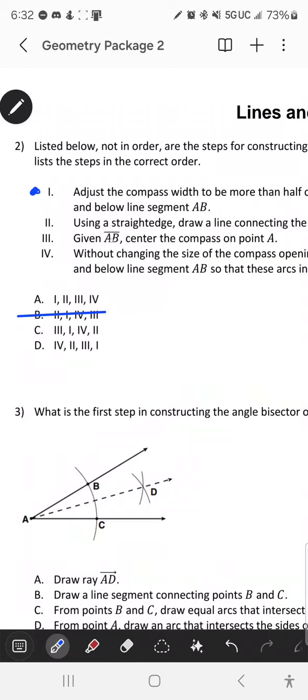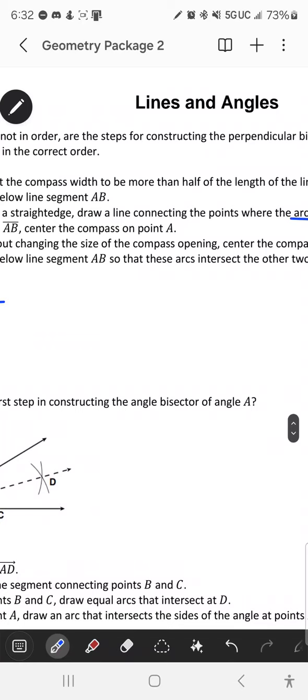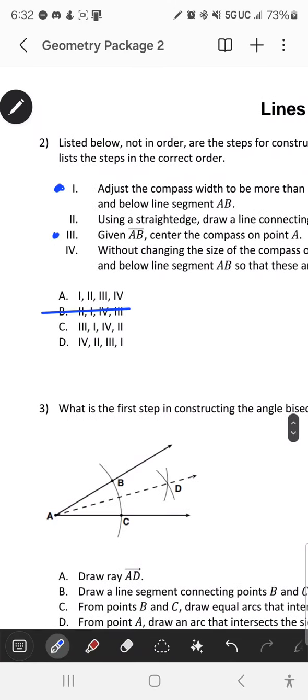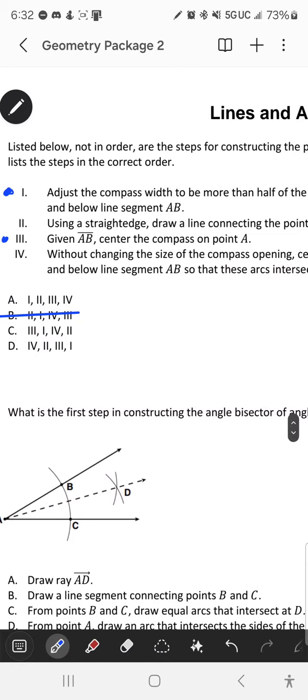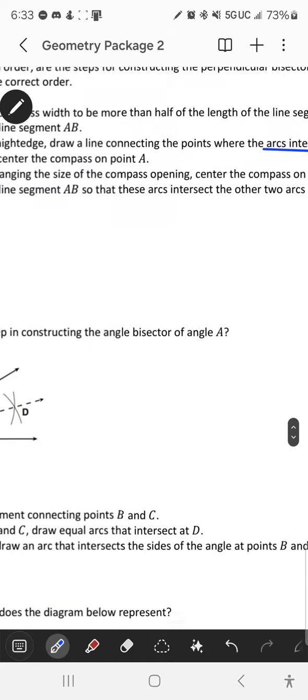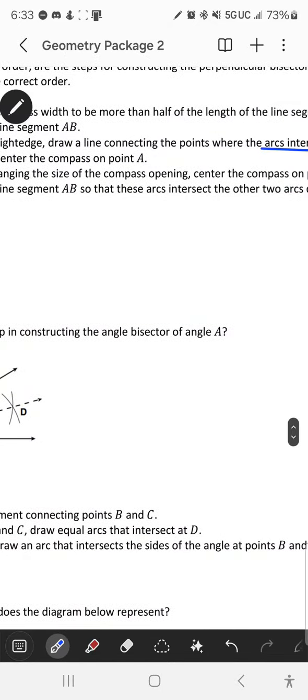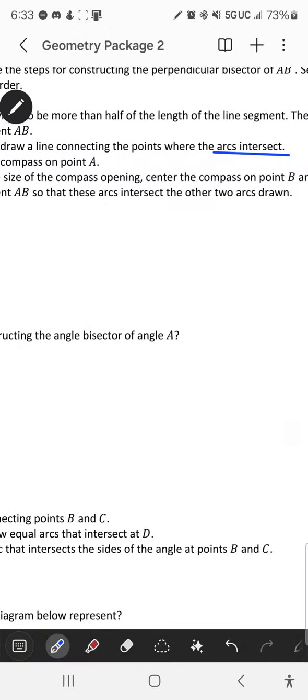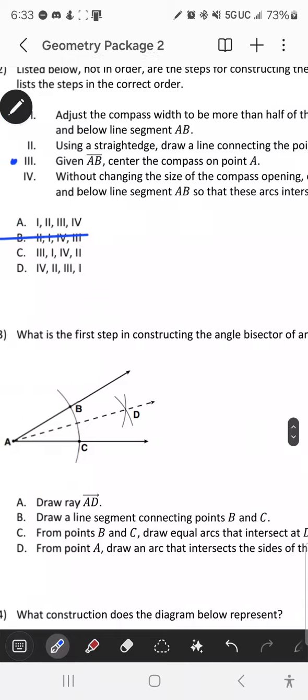Now, given AB, center the compass on point A. Okay, actually, this sounds really, really good to be the first one. I think this is basic. This is going to be the first one. Yeah. Without changing the size of the compass opening, center the compass on point B, and draw an arc above and below the line segment, and so these intersect, the others are drawn.